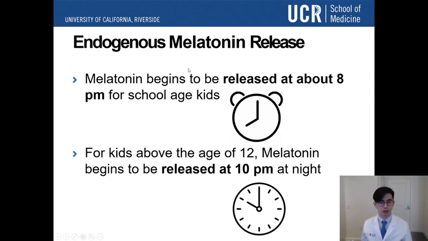So studies have shown that, like we looked at in the graph below, melatonin begins to be released at about 8 p.m. for school-age kids. Starting when they hit the age of 12, when they start to become teenagers, we have found that melatonin begins to be released at 10 p.m. And we typically correlate the time in which children of different ages should sleep with the time that melatonin begins to be released.